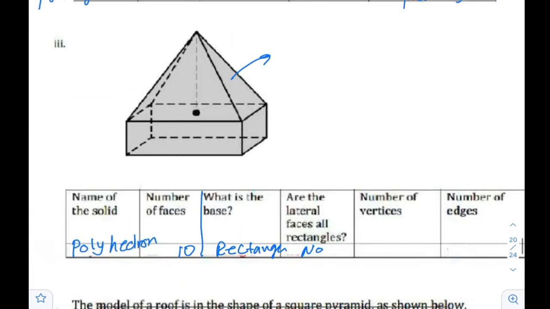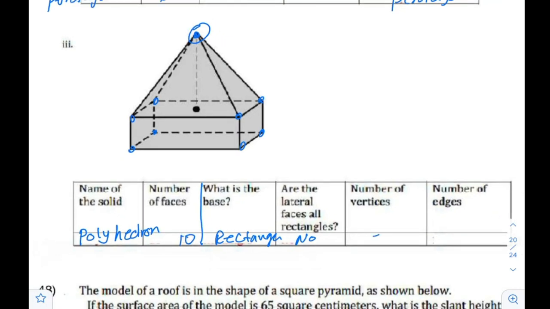What is the number of vertices? What is a vertex? A vertex is a corner. This is the vertex. If you count them, you will have 9 vertices. Because there are more at the back, you need to count them. Number of edges is 16. We have 16 edges.